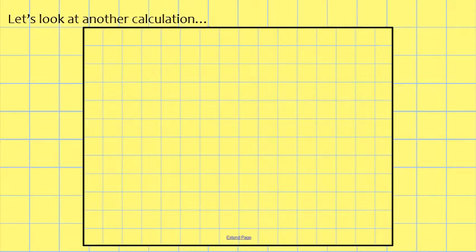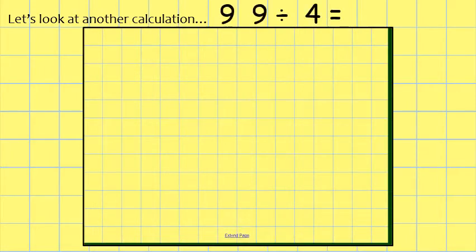Let's look at another calculation. Okay, another example for us. This time we're going large, and it's 99 divided by 4. And that's got to be a big wow for me. Okay, so really that's the biggest 2-digit number that we could be working with. Okay, so it's really pushing us now.